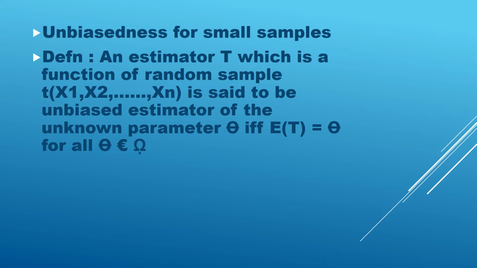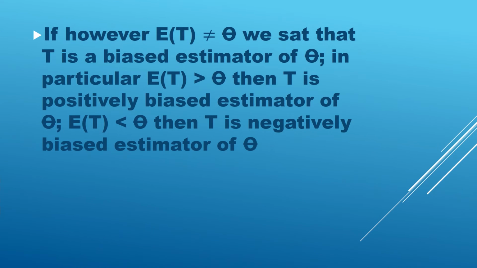Listen to this. An estimator T, which is a function of a random sample x1, x2 all the way to xn, is said to be an unbiased estimator for an unknown parameter theta, if and only if the expected value of T is equal to theta for all theta member of omega. So we have 2 things here. We have the estimator and the parameter. T is the estimator, which is used to predict or to estimate an unknown parameter theta.